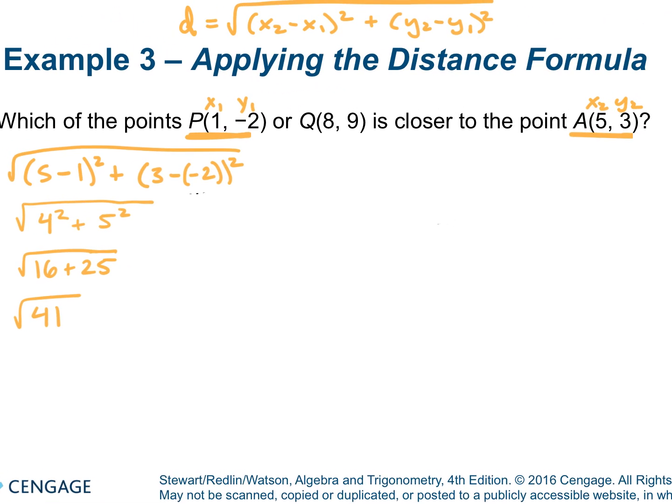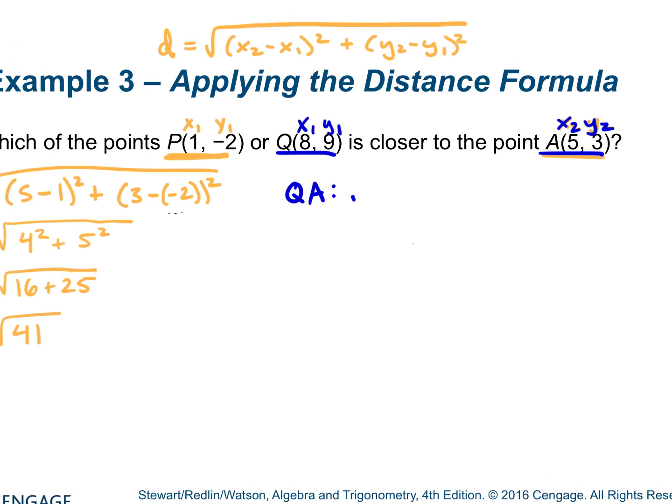Now we need to compare this to the distance from Q to A, because we've got to see which one is closer. So let's do it again. We're going to find the distance from Q to A. So now I'm going to label Q as x1, y1, and A is going to be x2, y2. We're going to plug it into our distance formula again. So the square root of x2 minus x1 will be 5 minus 8 squared plus y2 minus y1 is 3 minus 9 squared.